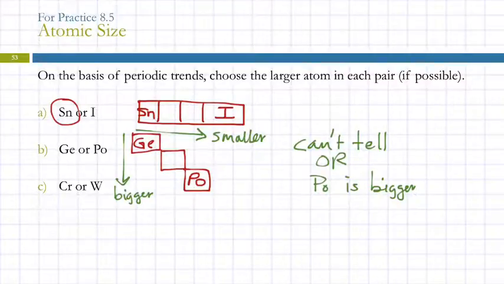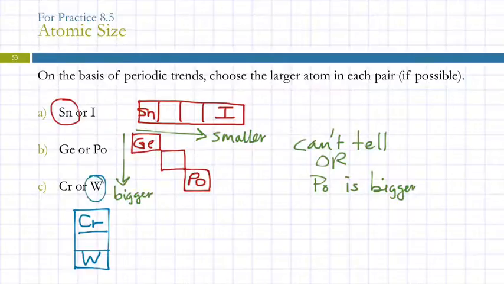And then Cr or W, that almost looks like crow. I'm not distractible at all. Cr and W, chromium and tungsten. There's chromium and tungsten. Okay, they're in the same group. So here's chromium and here's tungsten. Which one's bigger? Tungsten. Tungsten's bigger because as you go down a group, atoms get larger. Any questions?